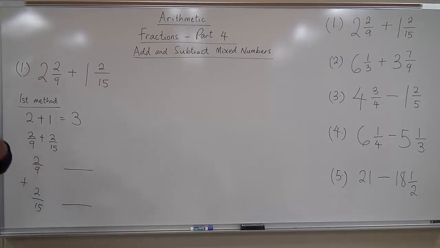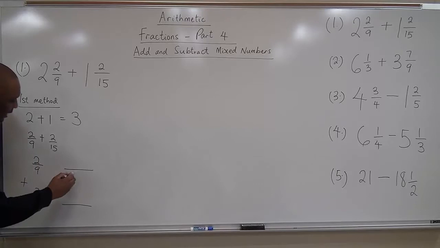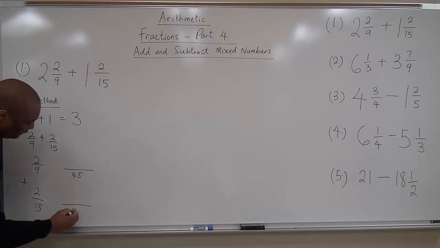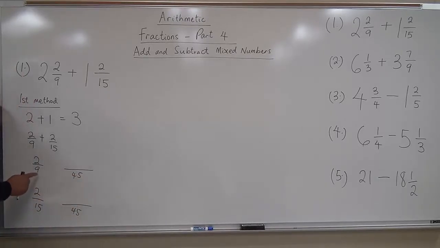So what do we do? In previous videos we talked about it. We find the LCD, least common denominator. What's the least common denominator of 9 and 15? That gives us 45. So I put 45 here, 45 here. What will I do to 9 to give me 45? Multiply by 5. Whatever I do to the denominator, I do to the numerator. So the equivalent fraction is 10 out of 45.